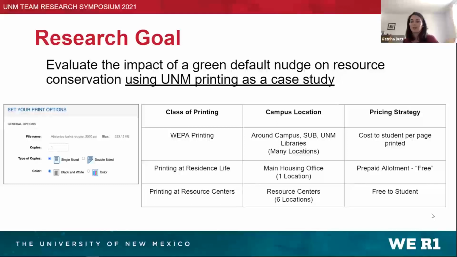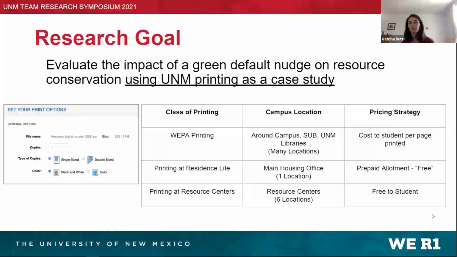And so in our case, our nudge would be to try to make conservation the default. And we would do this by changing the default printing settings around campus from single-sided to double-sided printing. And this might look a little bit differently depending on the class of printing. We've identified 3 across campus.